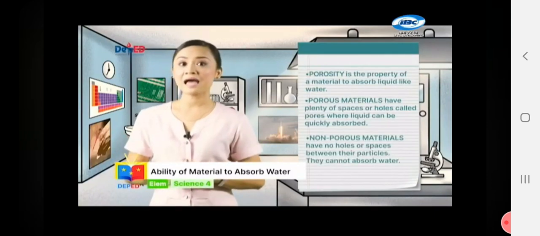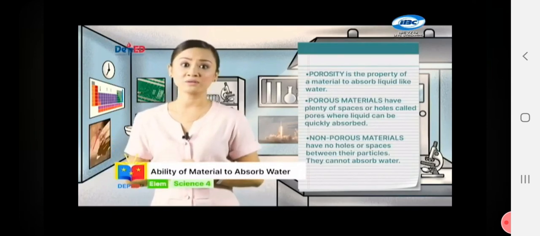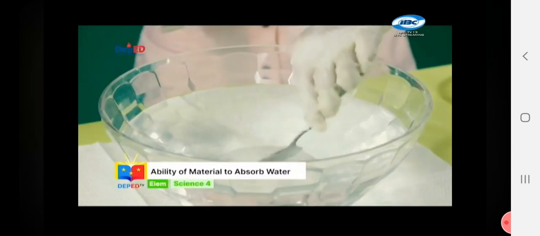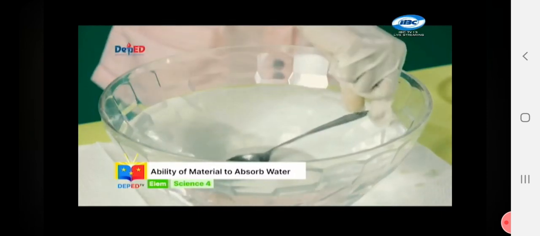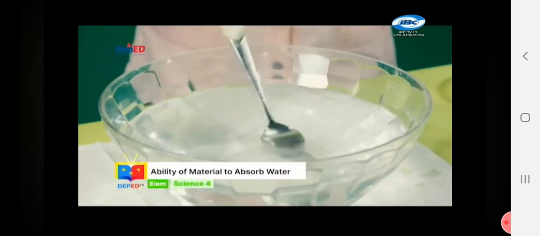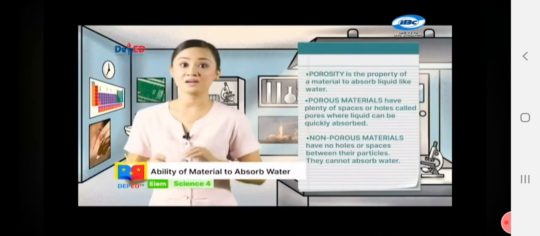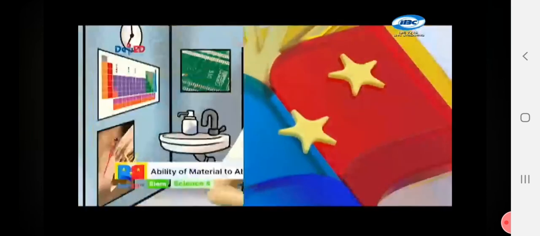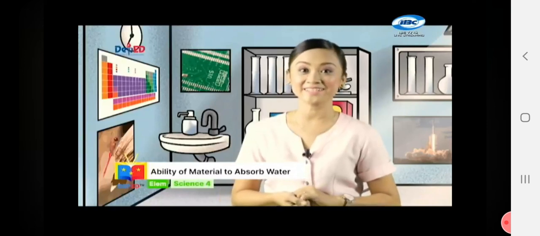A cotton ball is an example of a porous material. Non-porous materials have no holes through which liquid can be absorbed. They cannot absorb water. A spoon has no holes. It is an example of a non-porous material. It cannot absorb water.